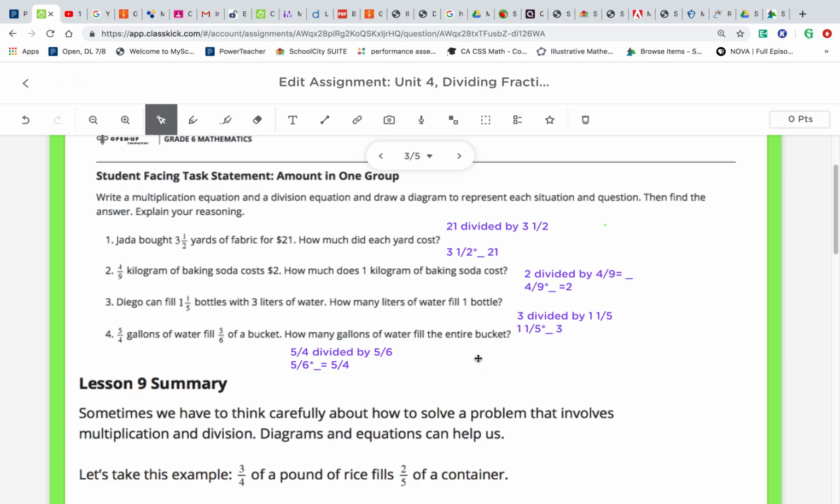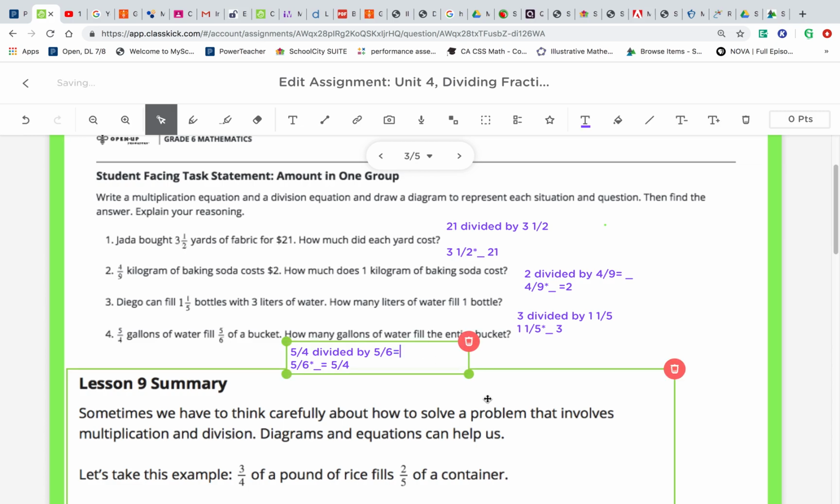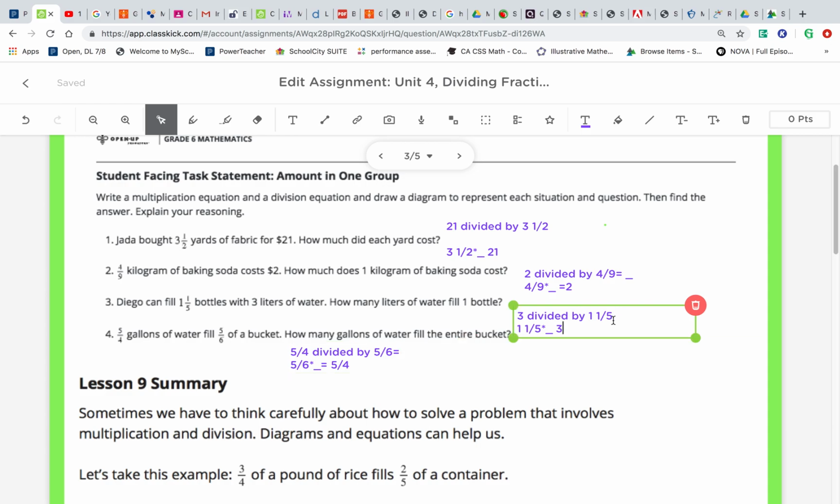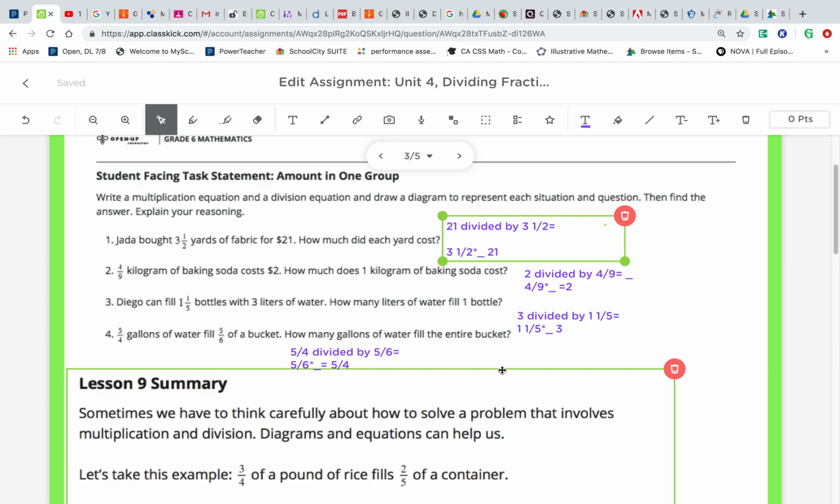Okay, so here are the equations that you can work with. I guess I can add in equals here. Same thing here. And same thing here. Okay, so these are the equations. Let's look at it with writing it out as you're more familiar to solve the problem here. 5/4 divided by 5/6.